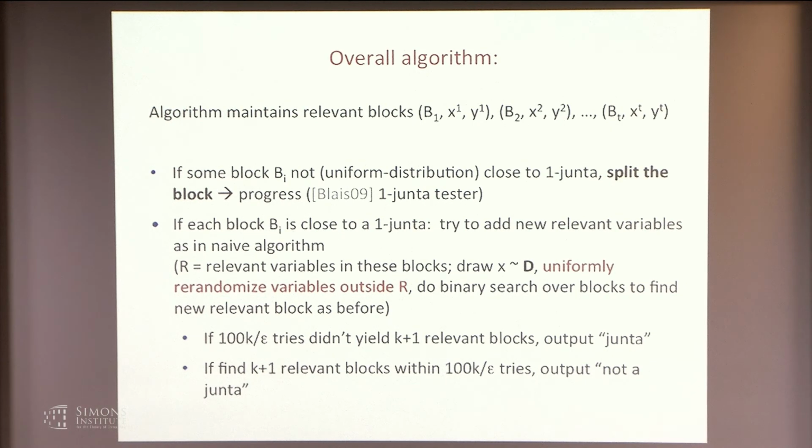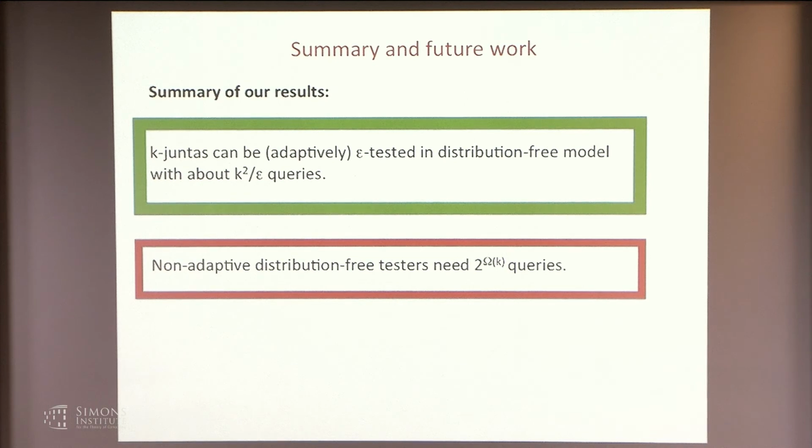So I just want to close by talking about a little bit of possible directions that I think would be interesting for future work. I'm just reminding you of the results here. It's this algorithm that we just sketched with a poly k over epsilon query complexity using this binary search idea, and the lower bound for non-adaptive algorithms.